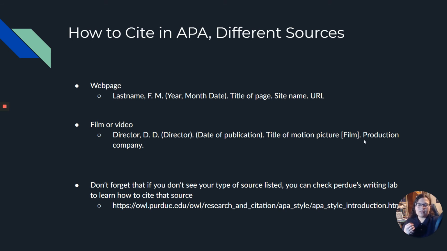And these are the main sources that I can expect to see you using for this type of essay. So you'll probably access an article, you'll probably access a web page, you'll probably access some form of a documentary, potentially about your source. But don't forget that if you don't see your type of source listed, you can check in with Purdue's Writing Lab to learn how to cite that source, and I will include that link that gives you the whole guidelines for APA and citing in APA.